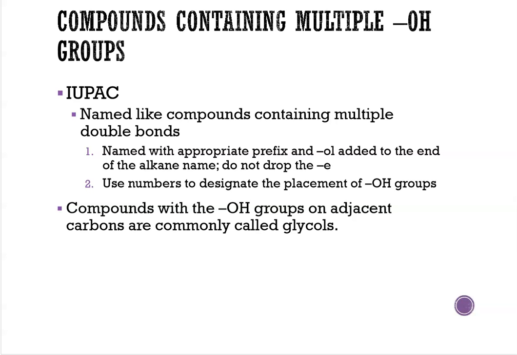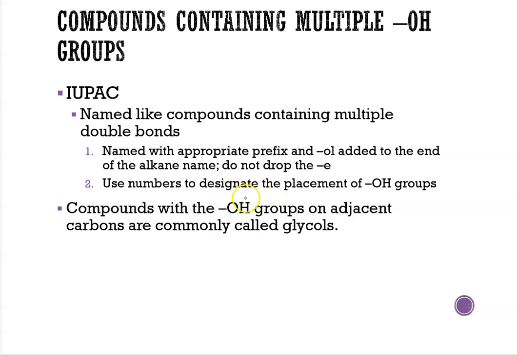We name them just like we did with alkenes that had multiple double bonds. So we change the ending to the appropriate prefix representing the number of alcohols, and then we add "ol" on the end. So if there are 2 alcohols, then we add diol to the end of the name of the alkane. If there's 3, then it's triol, and that's really all that we've got. When you write the alkane, you do not drop the E on the end. Well, let's do an example.